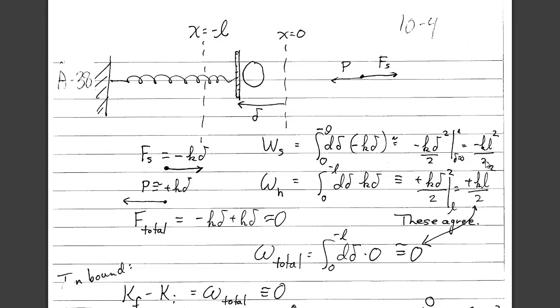What about the work done by the hand? The work done by the hand, the push force, is plus K delta very nearly. We are integrating over the displacement from 0 to minus L. This integral is K delta squared over 2, and when we evaluate over the distance we're going, we get a plus KL squared over 2. We are evaluating and we end up at L.